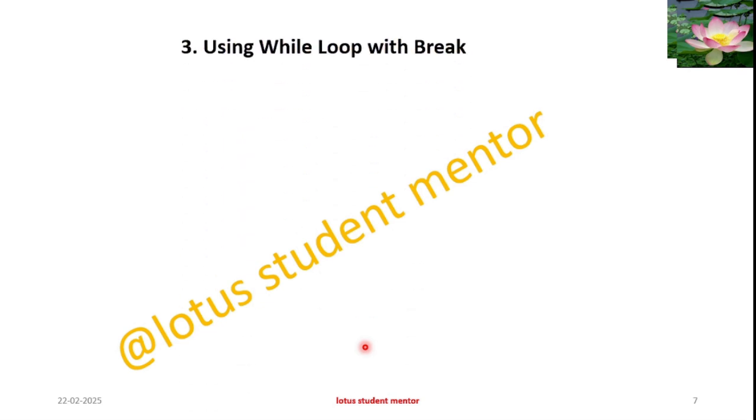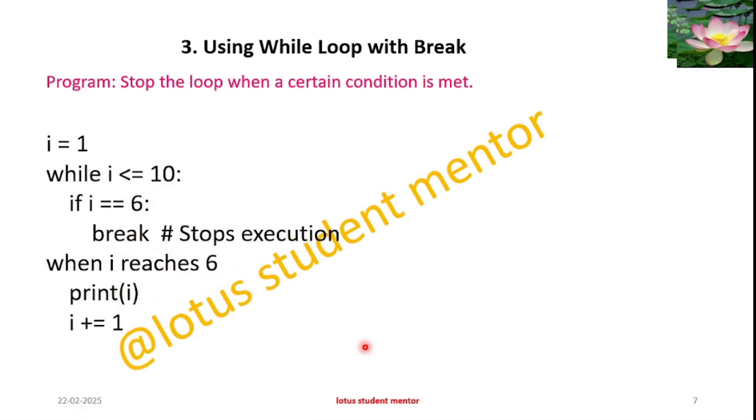Now the second case is using a while loop with break. The break means it stops execution at a particular condition. Here i equal to 1, while i is less than or equal to 10, that means the iteration begins. Initialization starts with i equal to 1. When i is less than or equal to 10, iteration takes place. If i equal to 6, then break takes place. That means it stops execution at i equal to 6. After that it won't continue.